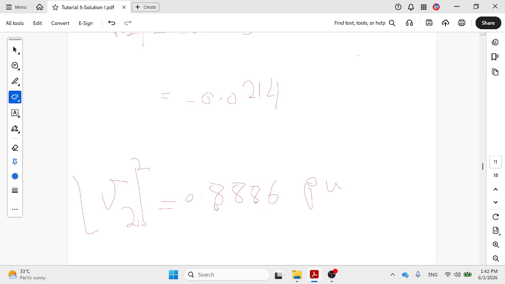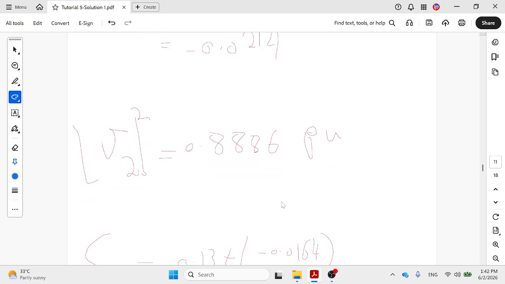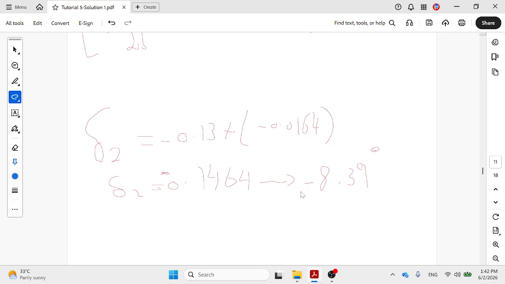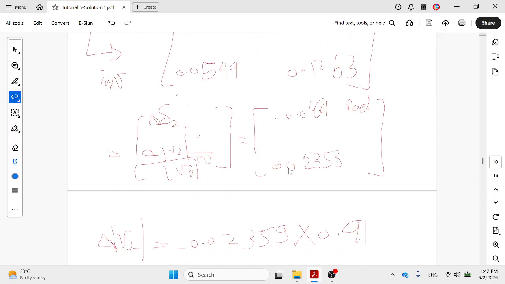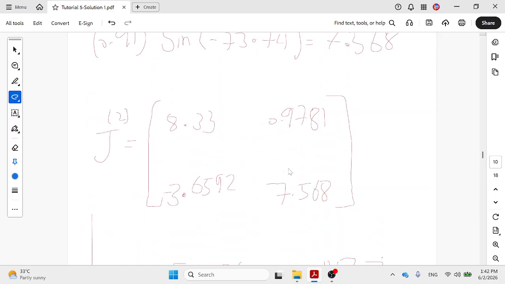So the V2 becomes 0.8886 and delta 2 becomes minus 8.39. So you can continue it for iteration 3, 4, 5 in the same way until reaching the final value. How can we find out the final value?